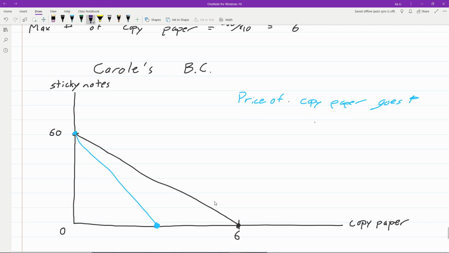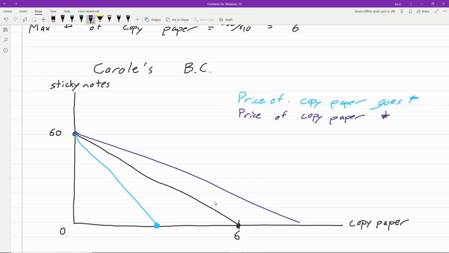Then if the price of copy paper decreases, then it's just the opposite. So it starts off right here, same as before, but now it's a shallower line. Because now, of course, if the price of copy paper decreases, Carol can buy more compared to before, so the line pivots outward to show that she can buy more compared to before.